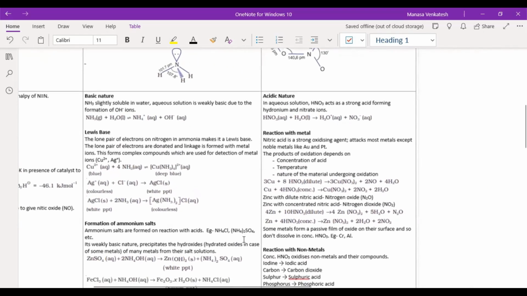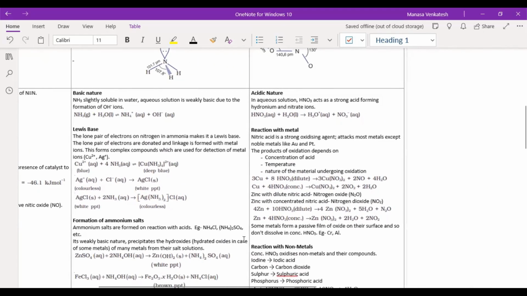Next is nitric acid. Nitric acid, obviously, as the name suggests, it's a strong acid. It's an acidic substance. When it reacts with metal, it acts as a very strong oxidizing agent, but it does not react with all the metals. It only reacts with certain ones. Basically, it does not react with noble metals like silver, gold and platinum. And the product formed during this reaction is dependent on three things: the concentration, the temperature, and the nature of the material undergoing oxidation.